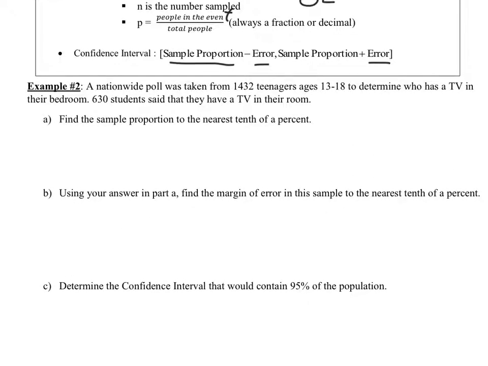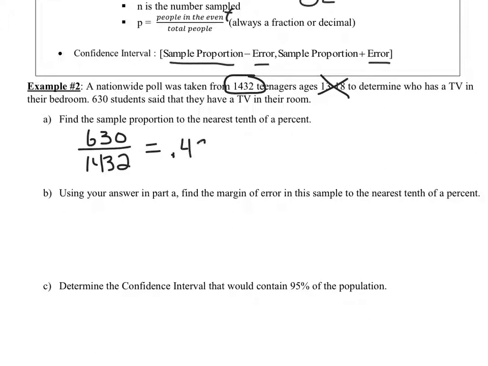A nationwide poll was taken of 14,032 teenagers. This is extra information. Who has a TV in their bedroom? 630 said that they have a TV in their bedroom. So what's the probability that if you pick any student out of these 1432 that they have a TV in their bedroom? Well, it's 630 over 1432. That is it.